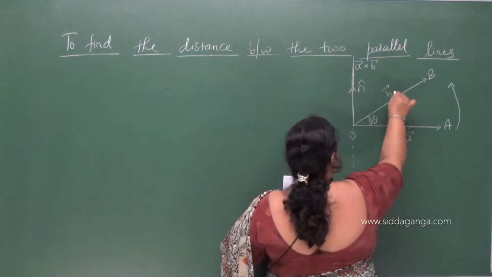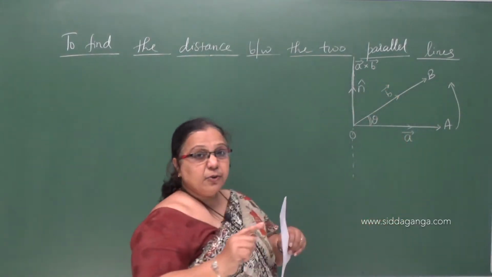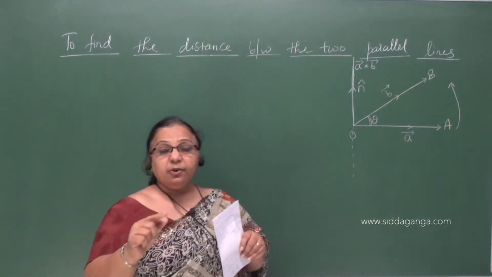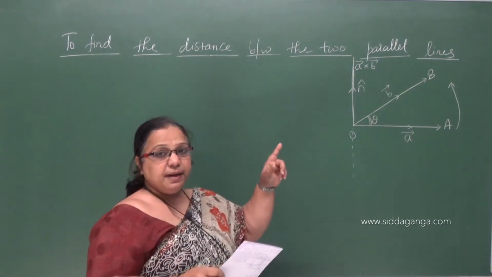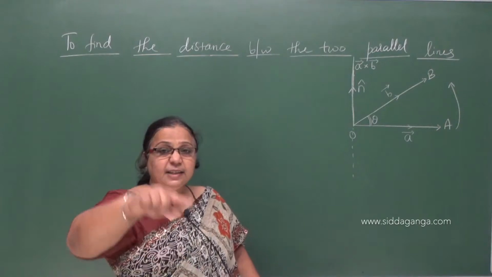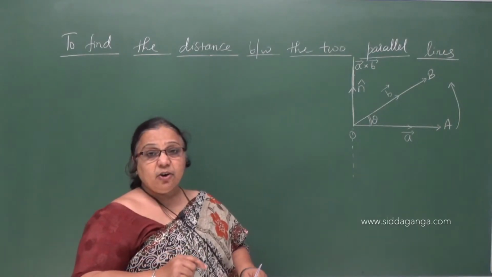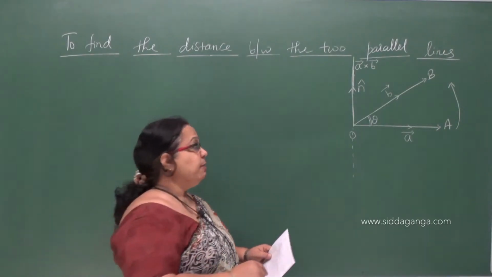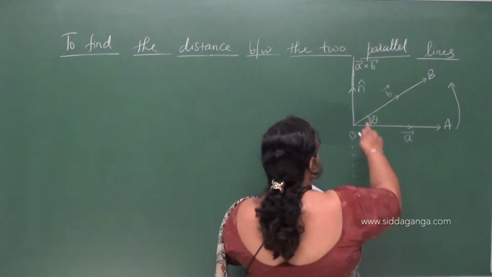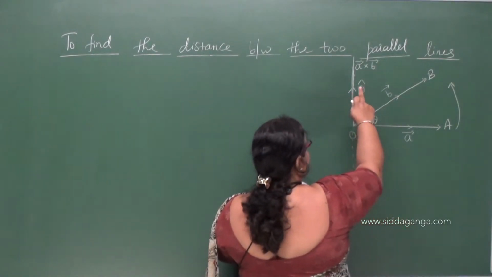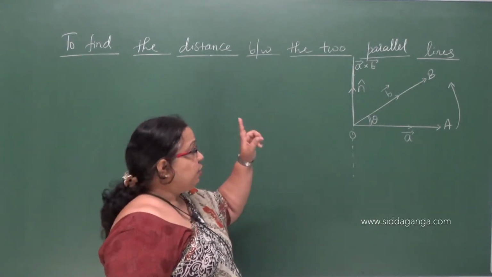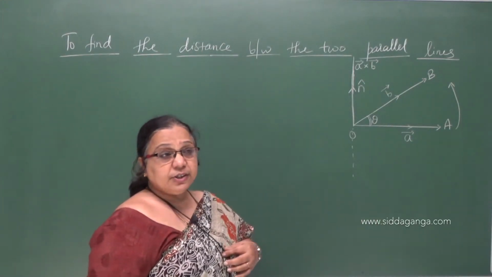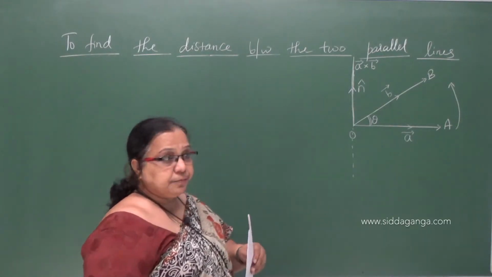Vector A cross vector B is the vector perpendicular to both vector A and vector B. Along the direction of vector A cross vector B, we take n cap as the unit vector.